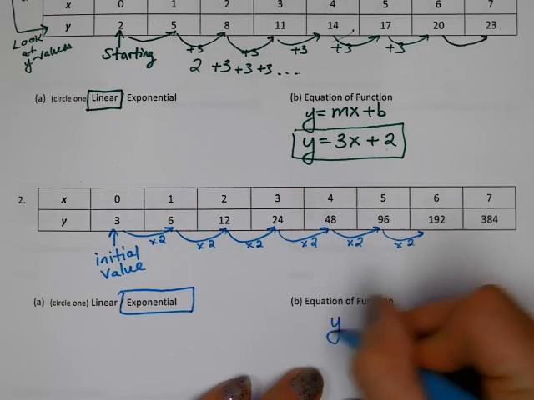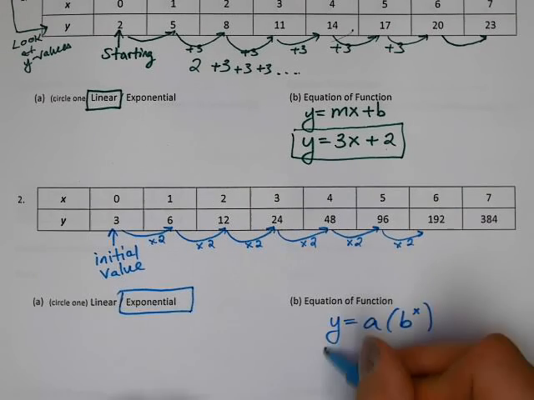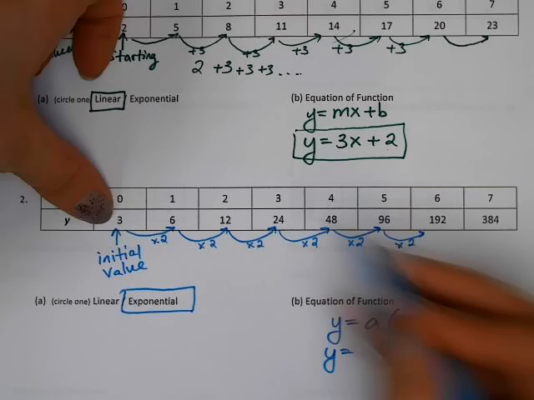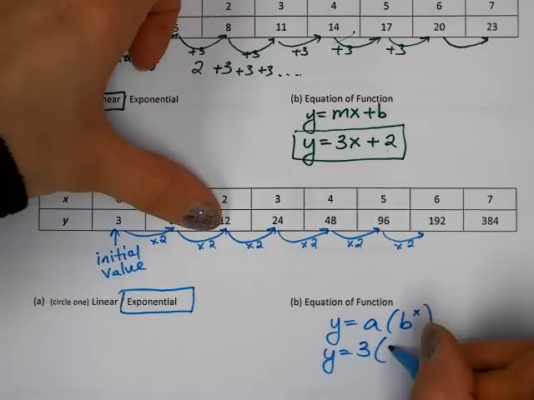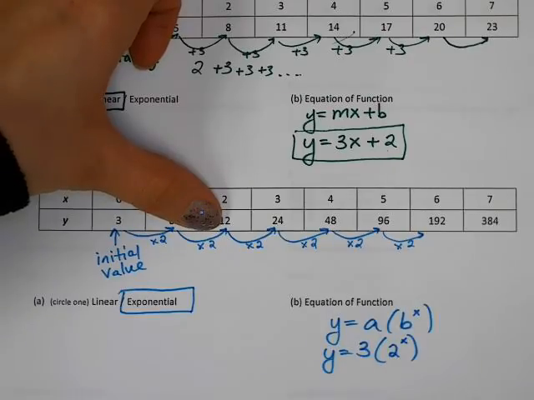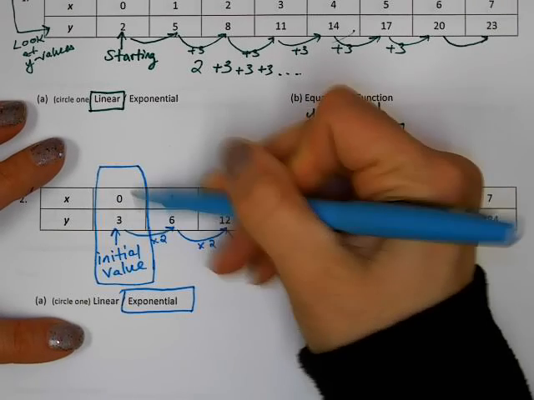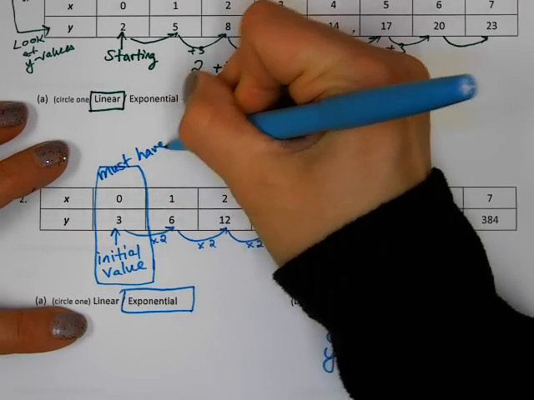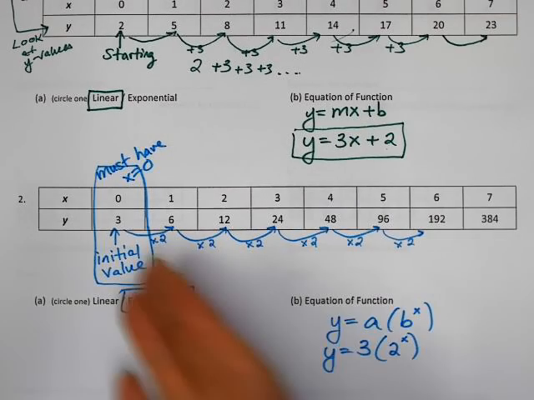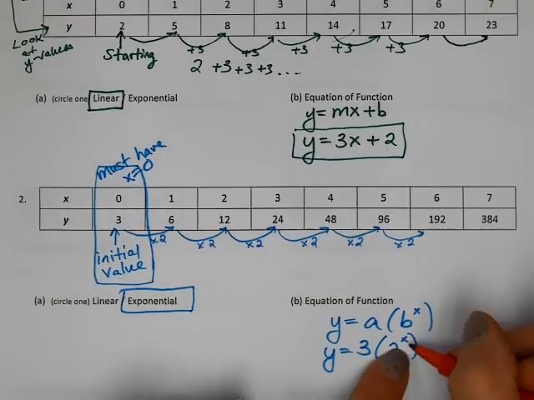The formula for the exponential is a times b to the x. The initial value is 3. That's your starting value. And then the b number that they're multiplying by over and over is 2 to the x power. Your initial value is always the one in the zero box. The initial value must have x equal 0. So sometimes you have to look elsewhere in the chart, but you have to look for the zero number. I could ask you why, and the answer has something to do with putting a zero in over here.